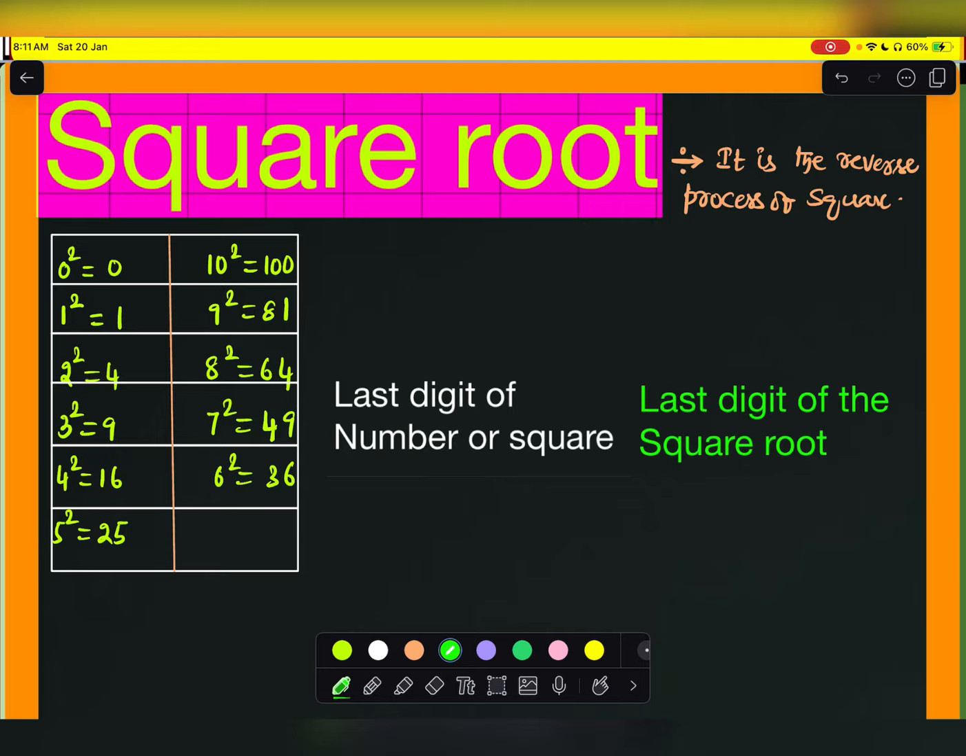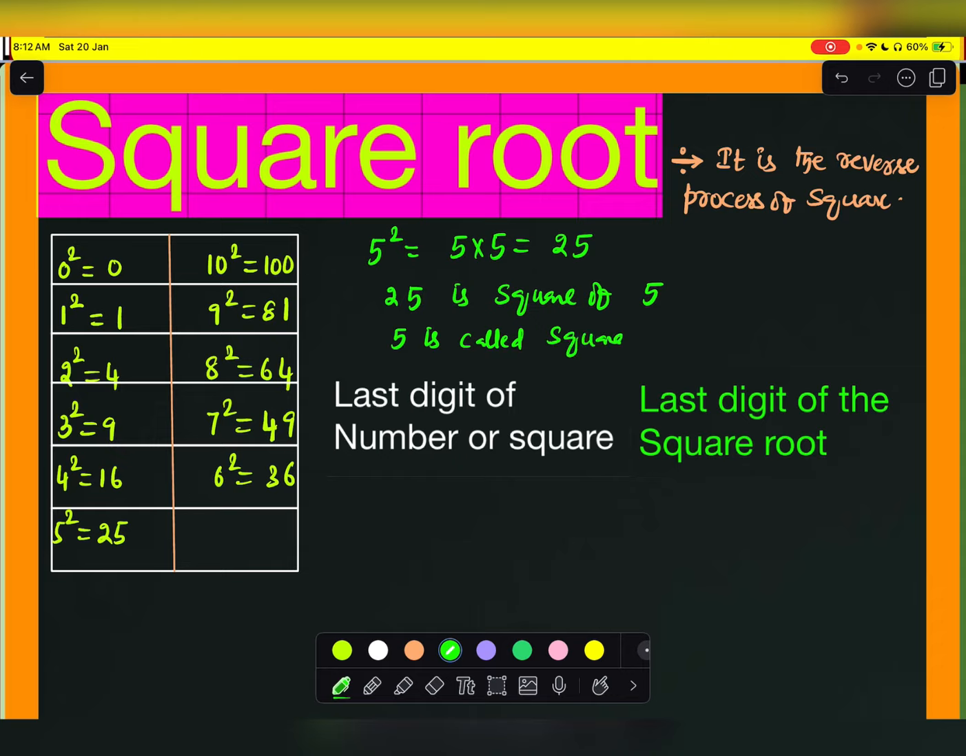So, what is the meaning of square? If a number is multiplied by itself, the result is called its square. Suppose I am multiplying, so what does 5 squared mean? If the number 5 is multiplied by 5, we get the value 25. So 25 is the square of 5. Now what is 5 here? 5 is called the square root of 25.